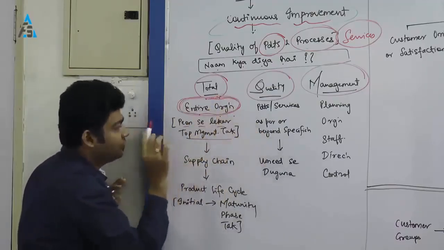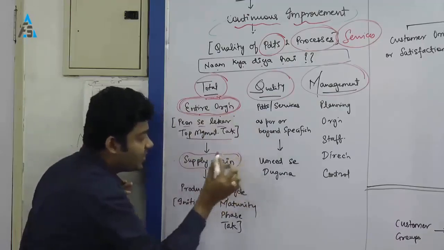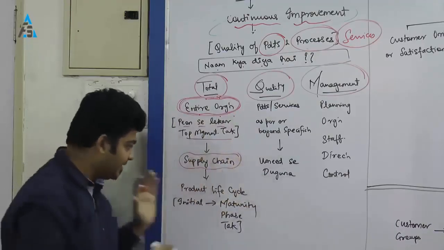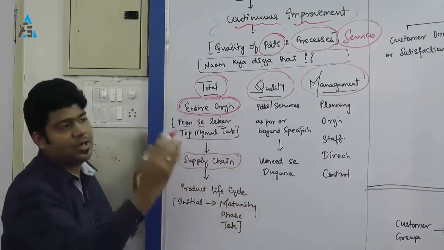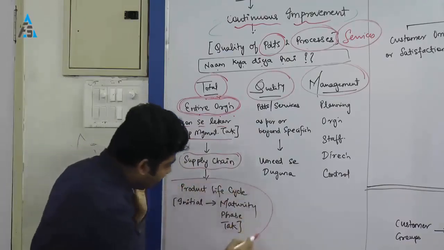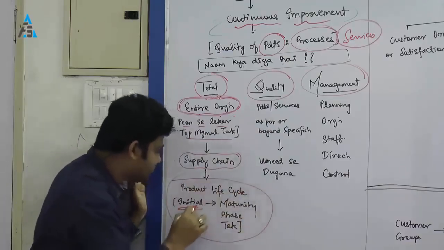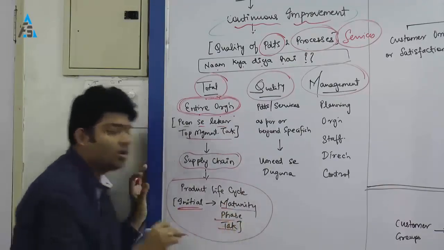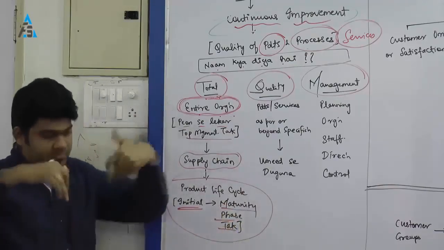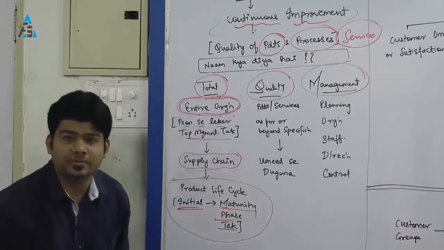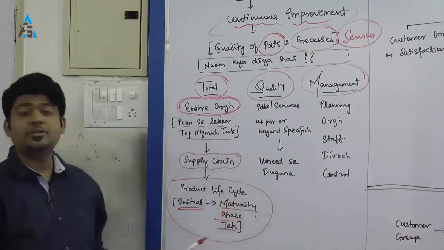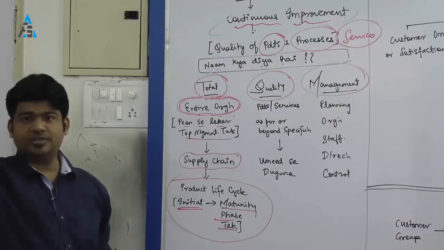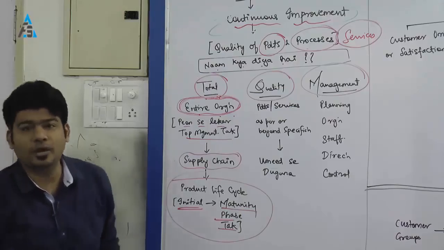Everybody has to focus on that, including the supply chain, everybody, including, as I said, the employees, and that has to go on from the initial stage of the product to the maturity phase of the product. So initial stage, when the product is first launched in the market, to the end maturity phase. So when is the maturity phase?